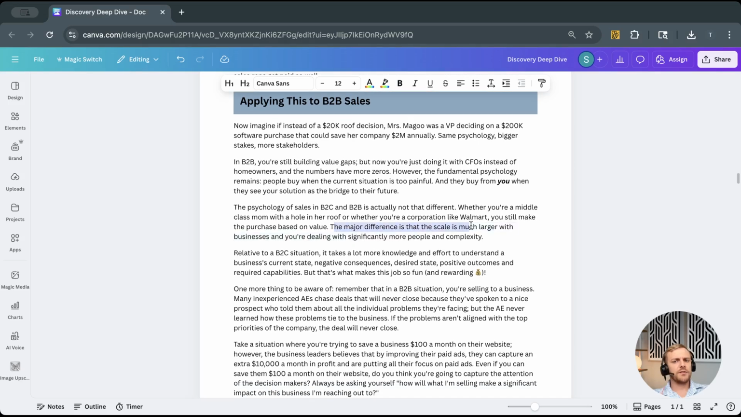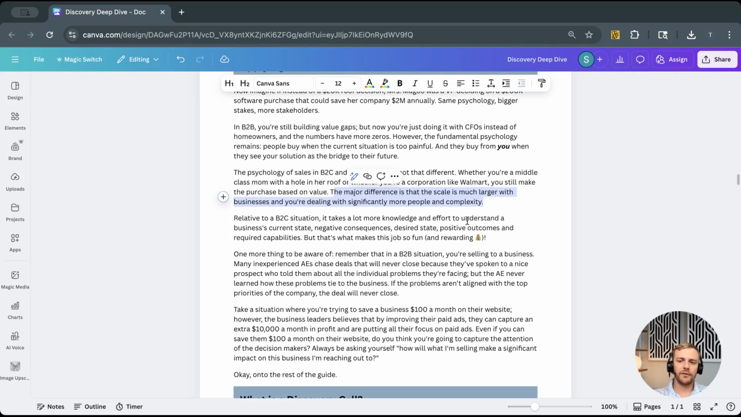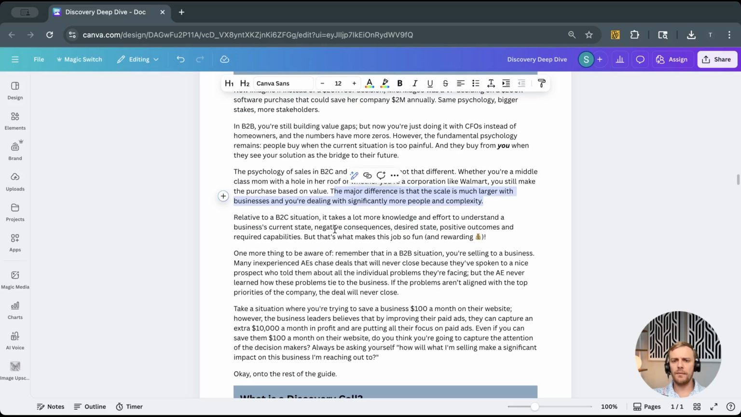I would say the major difference is just the scale is much larger. You're dealing with more stakeholders, and you need to basically do what we call multi-threading, which is reaching out to multiple people in the accounts to basically build this sort of value gap. And yeah, it takes a lot more knowledge and effort to understand the business's current state, negative consequences, desired state, positive outcomes, and so on. But that's also what makes this job so fun and financially rewarding. And so just remember that in a B2B situation, you're selling to a business.